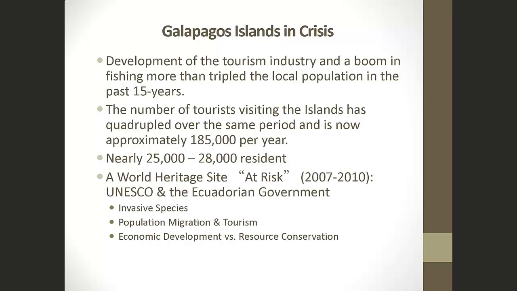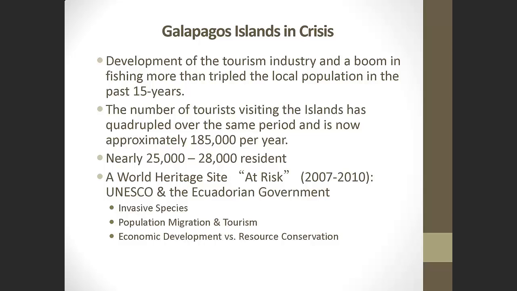And to try to identify the nature of challenges here. So in 2007, the Galapagos, which UNESCO had previously declared a World Heritage Site, was declared a World Heritage Site at risk. And it was on that at-risk list for 3 years. Many people think it should still stay on that at-risk list because it is not dealing effectively with the challenges of human population.